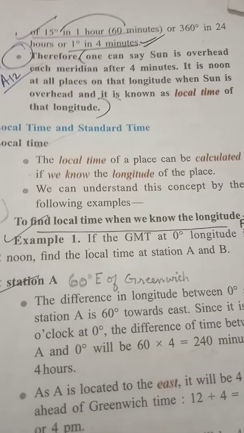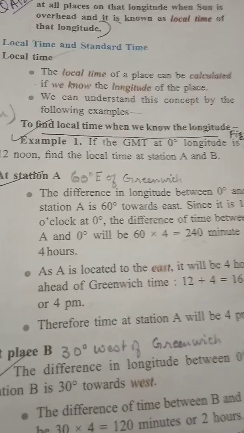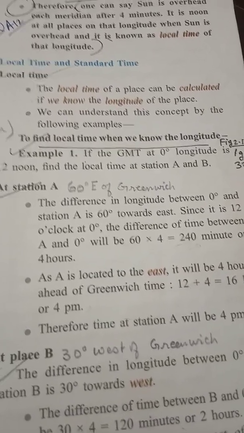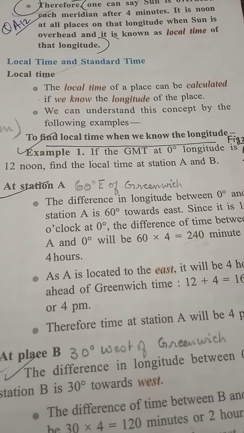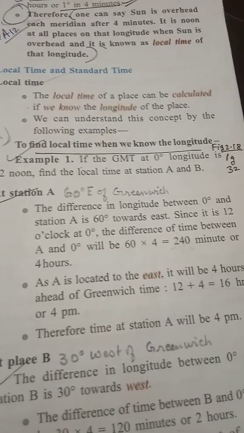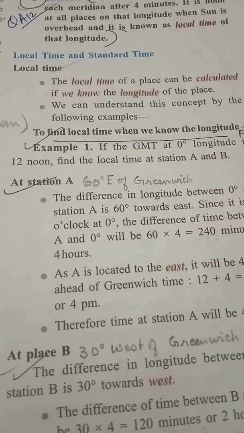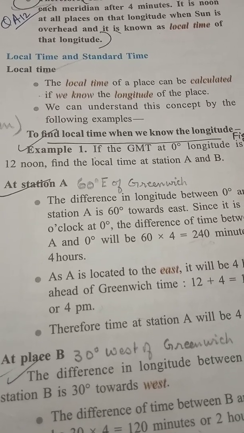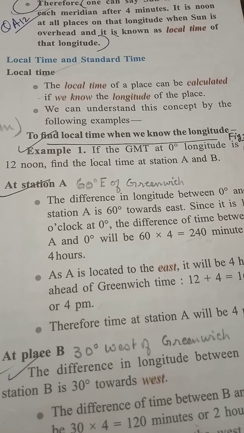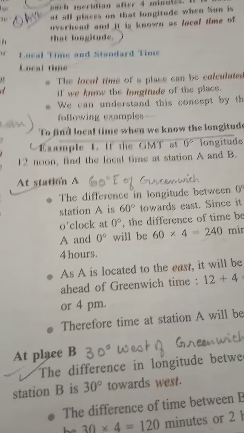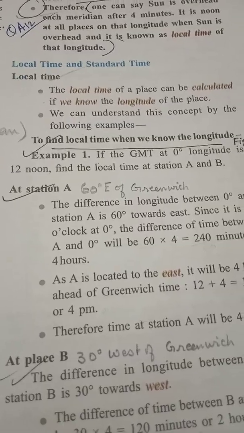To understand this concept, I have already sent you these examples. See the first example: GMT, Greenwich Mean Time, or the 0 degree meridian, is where we take the standard time for the whole world. If the time at the Greenwich meridian, that is the 0 degree longitude, is 12 noon, then find the local time at station A and station B. If you look at this diagram, this is how we calculate.